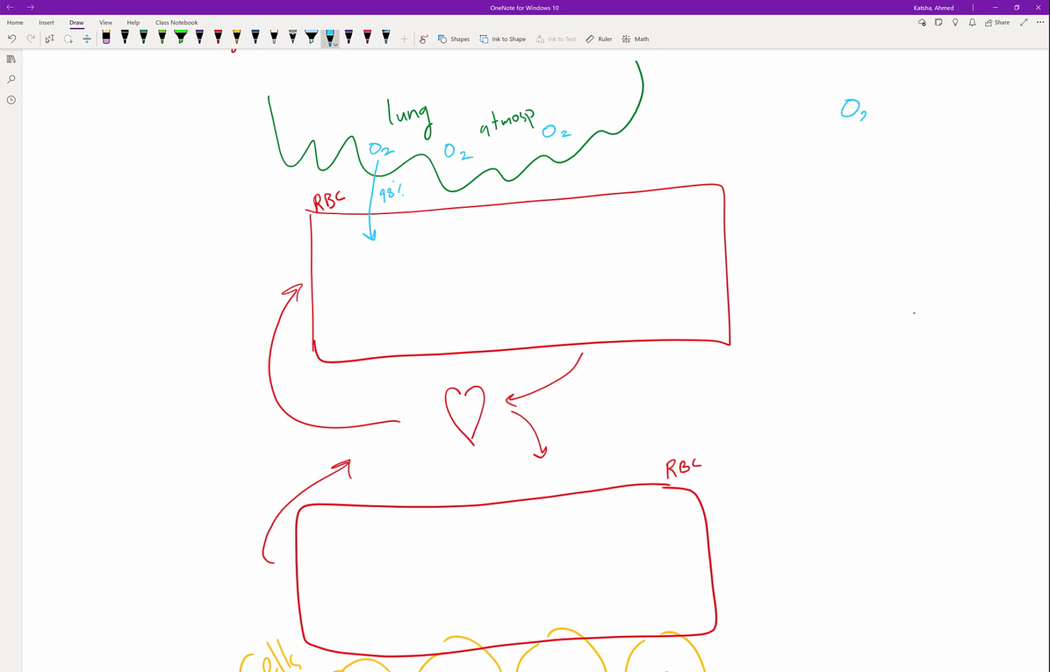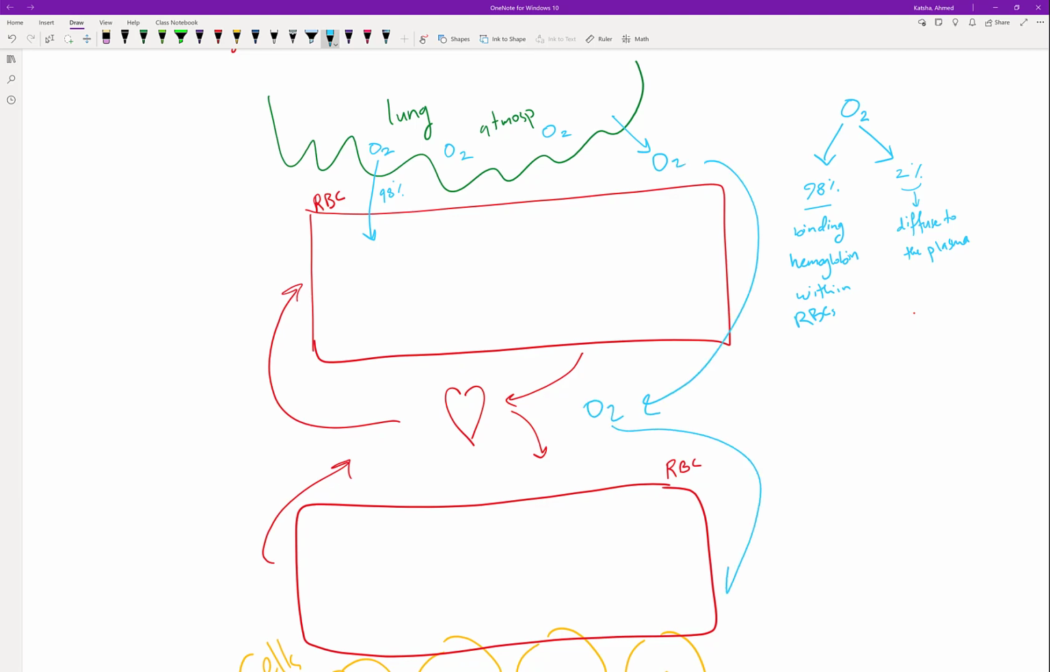So for oxygen, we have two ways of transporting it. The bulk of it is binding hemoglobin and traveling within the red blood cell. And then there is around 2% or less that diffuses to the plasma. So just the oxygen will be running around in the plasma. It will run with the fluids of the body to the cells, and the cells will take it. This is only around 2%, but the bulk of it will be through the red blood cells.